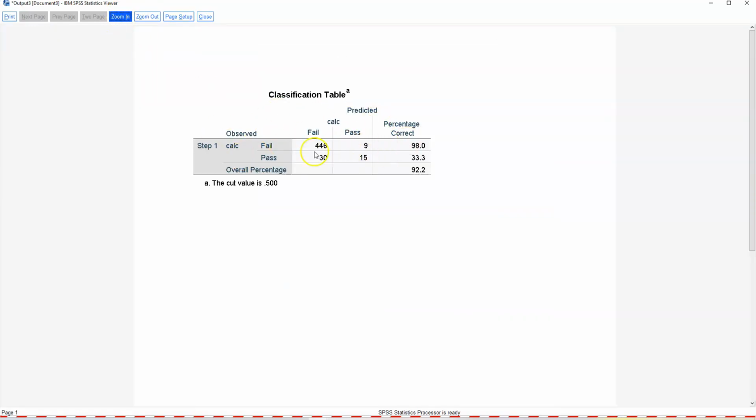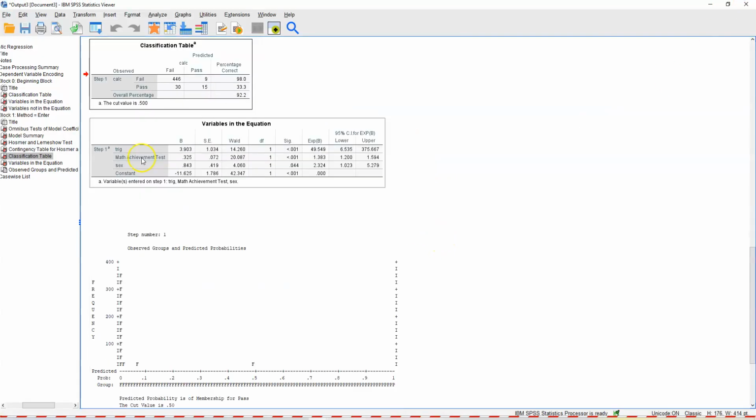classification table. And this is the classification table here, and you can see with the fail, it's very strong, 98%. With the pass, it's kind of weak. Overall, though, it's a nice model, 92.2%. So that's a good classification table. But you can see where it's weak, and you can see where it's actually very strong. Okay, let's take a look here.